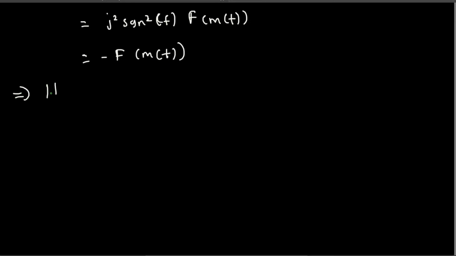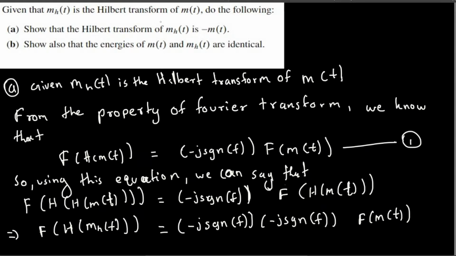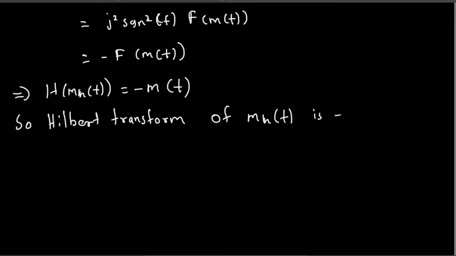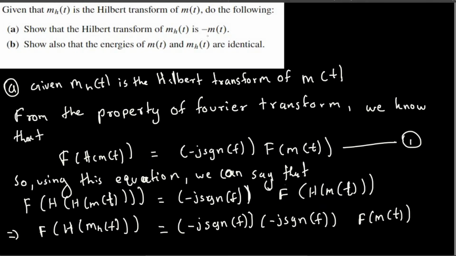So from this one, if we take the Hilbert transform of MH of T, that is basically minus M of T. Okay, because the Hilbert transform of M of T is MH of T, and the Hilbert transform of MH of T is we are getting F of M of T minus F of M of T, so that's minus M of T. So the Hilbert transform of MH of T is negative M of T. Okay, so this is the A part, show that the Hilbert transform of MH of T is minus M of T. We just proved it.